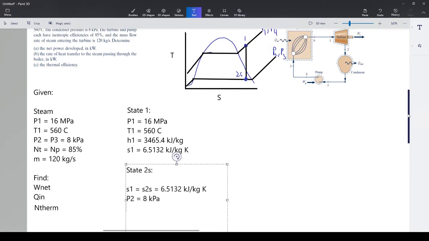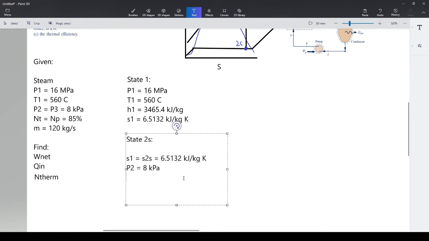Now we need to figure out how far into the saturated region. To do that, we need to do X2S. We need to find the quality. The quality, simply, is how much vapor and how much liquid we have. So how we do that is we're going to use our entropy value. And our entropy value is 6.51, not 51. Pardon me, I said that earlier incorrectly.